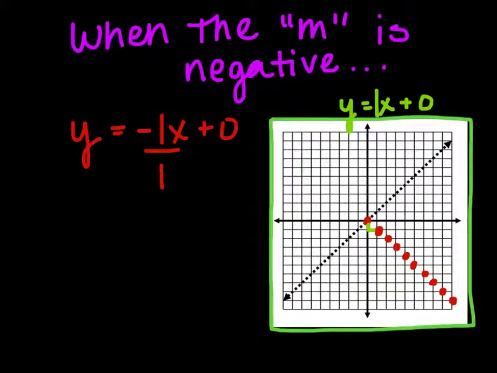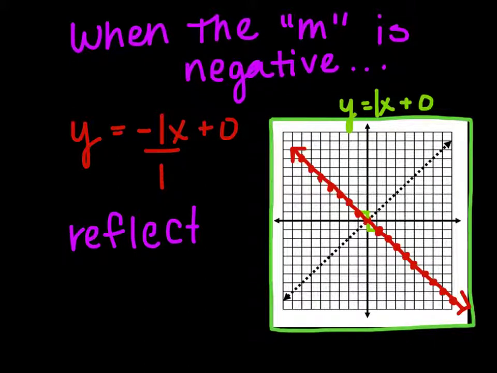Now, if I run out of room there, I can go back to the origin, go up and then to the left one if I want to move in the opposite direction. So again, that's creating my stair-step effect, and the line this time would look something like this. It's decreasing. Now, the word that I want you to use when the m is a negative is that this one is actually going to be reflected across the y-axis.